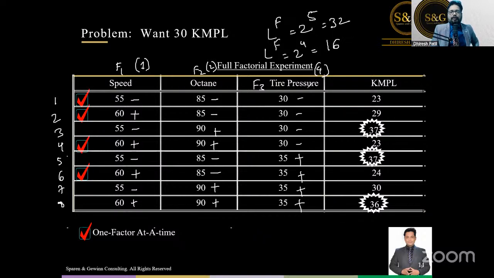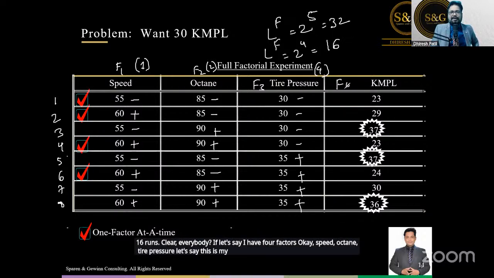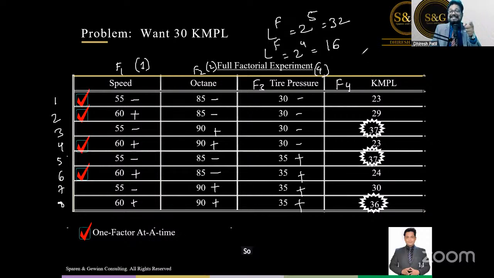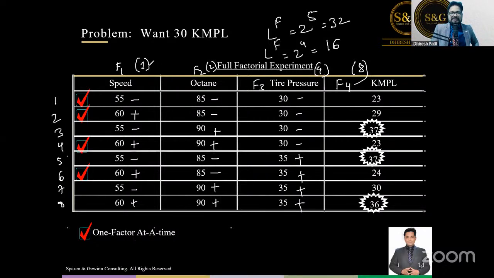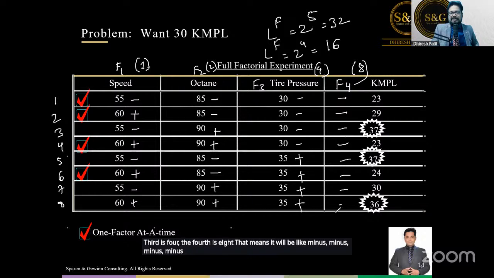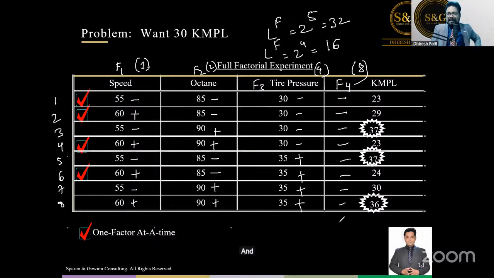If, let's say, I have 4 factors. Okay. Speed, octane, tire pressure. Let's say these are my 4 factors. So how many runs will be there? There will be 16 runs. Correct? Now the 4th factor will alter after every 8 runs and not 5 runs. So observe this. First is 1, second is 2, third is 4, the 4th is 8. That means it will be like minus, minus, minus, minus, minus, minus, minus, minus, and following 8 will be plus, plus, plus, plus, plus, plus, plus, plus. Clear, everybody? First 8 will be all lower setting. The remaining 8 will be all higher setting.